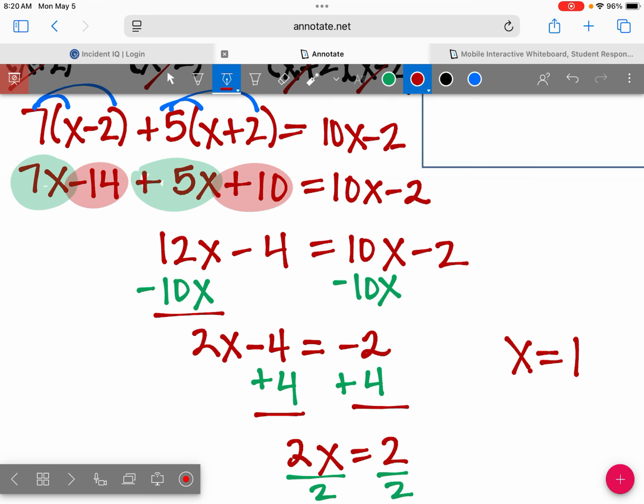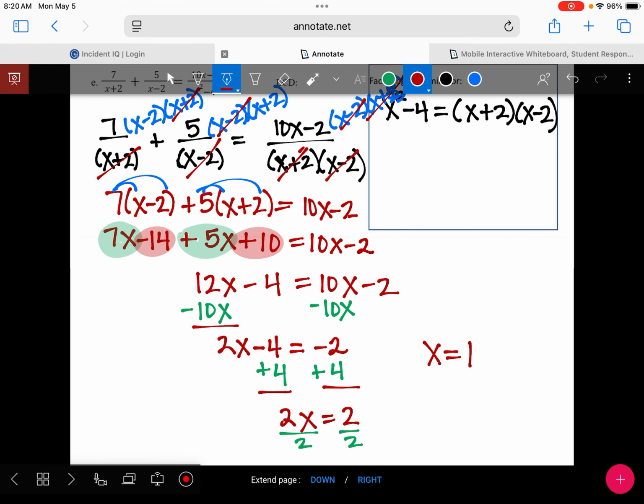Can I keep x equals 1 though? Again, you need to check. If I put a 1 here, what's 1 plus 2? Is 1 plus 2 0? All right, what about 1 minus 2? Is 1 minus 2 0? All right, so that means we can keep it. This is my answer. It works.